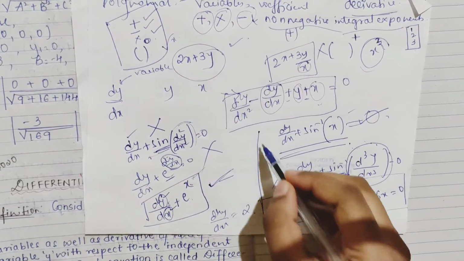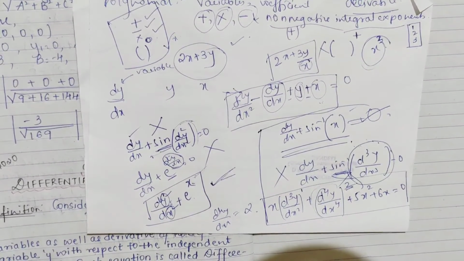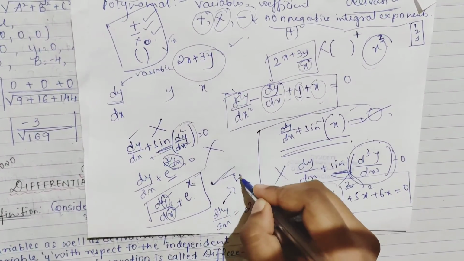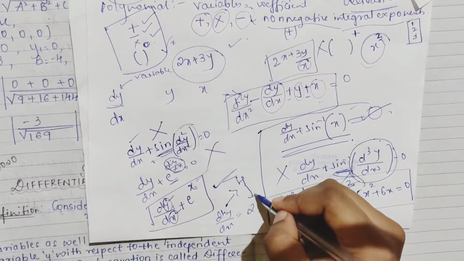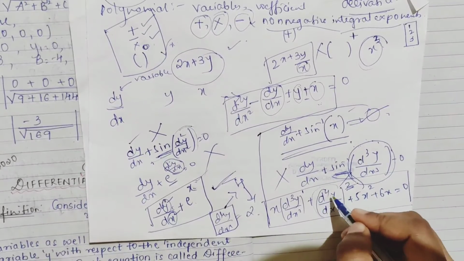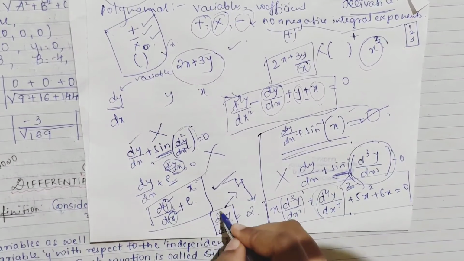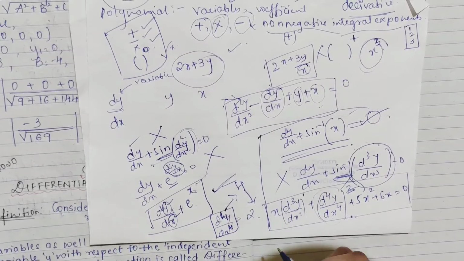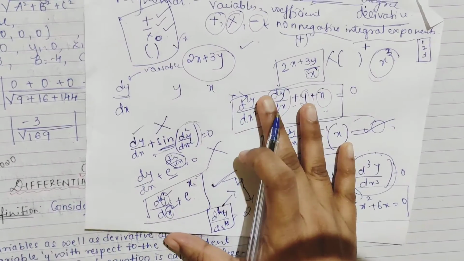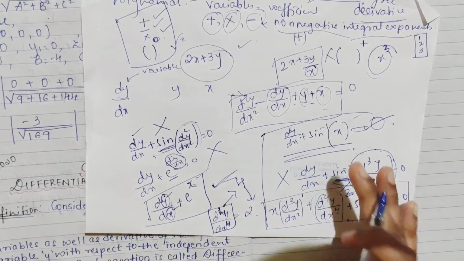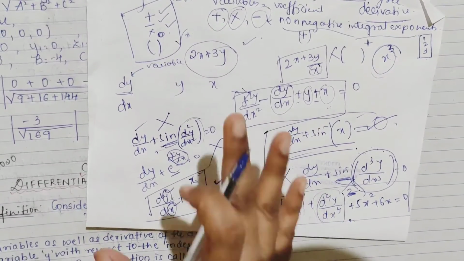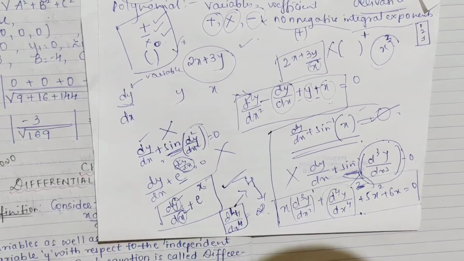Understood? If they ask you like this, they will give you a differential equation. What is the order of this differential equation? Order is 4, degree is 2, right? Because the highest derivative order is d^4y/dx^4, so its order is 4. For degree, this highest order derivative and its raising, its exponent, whatever it will be, that will be its degree.